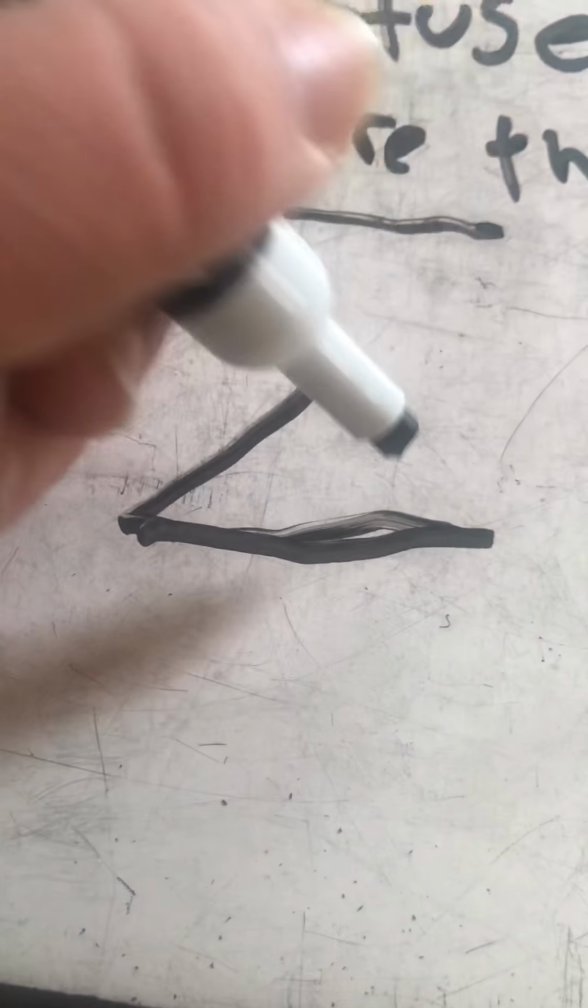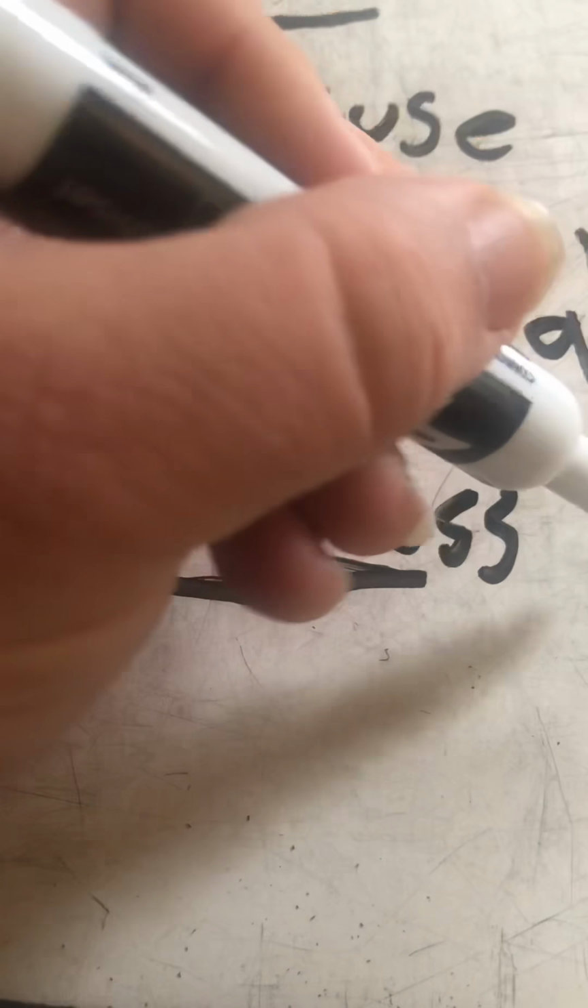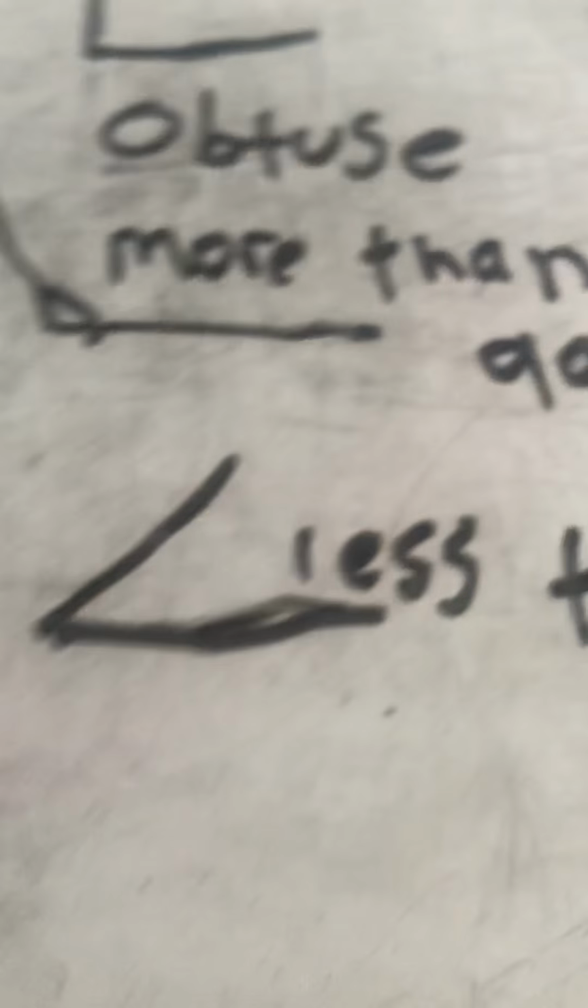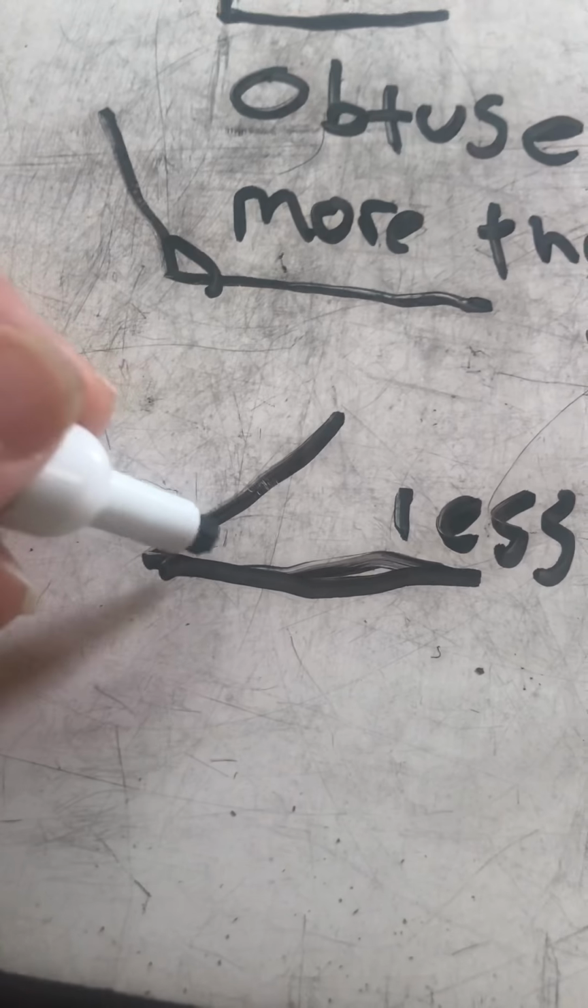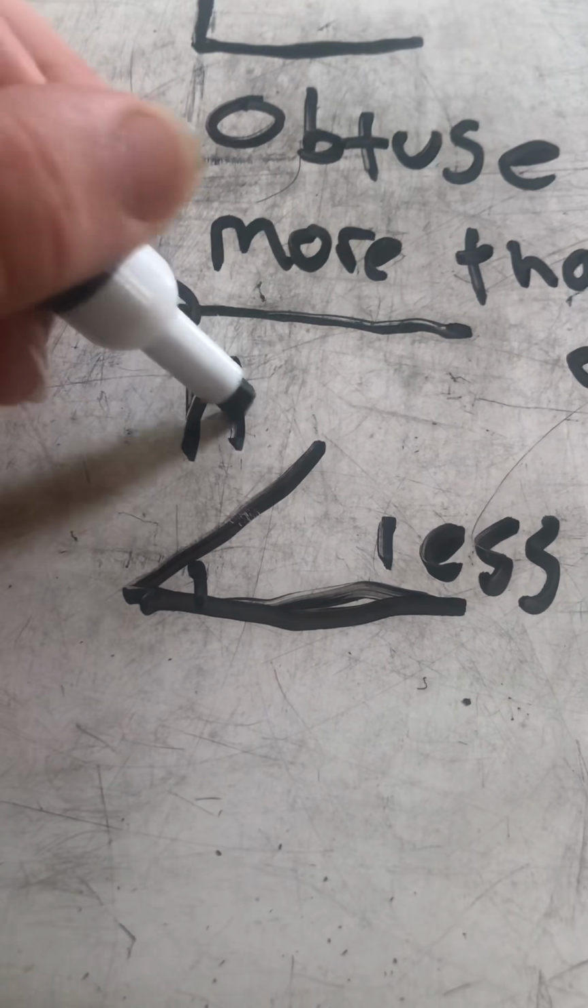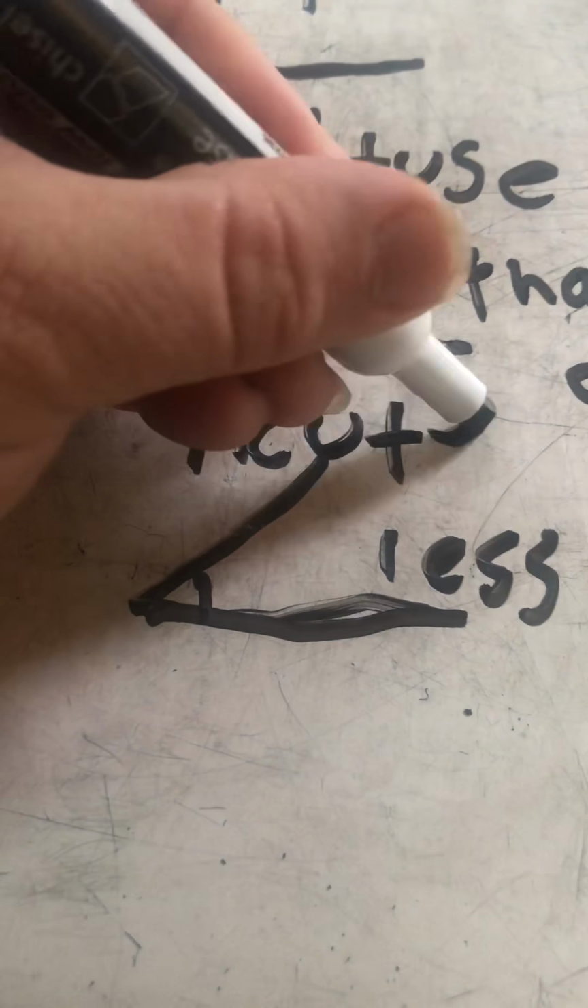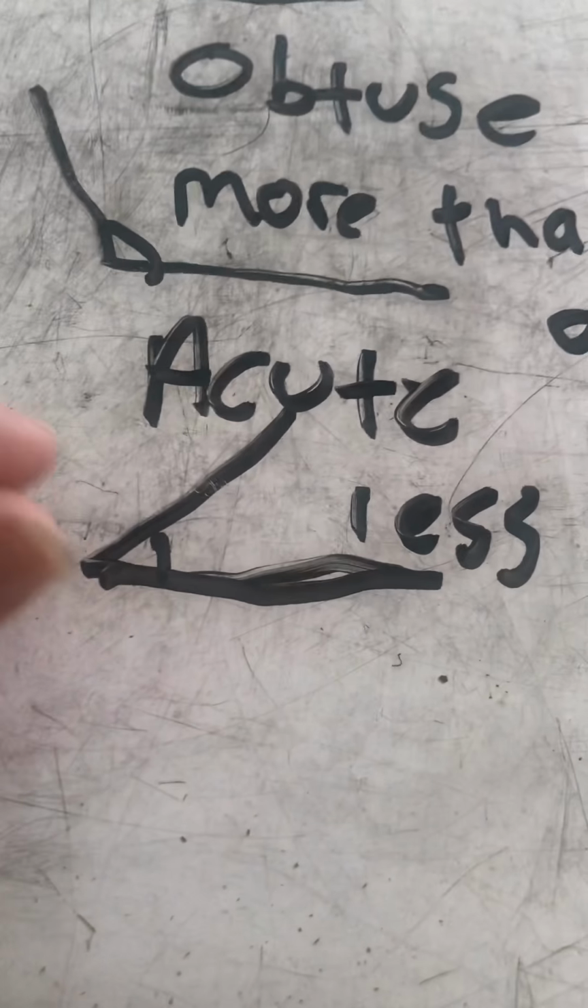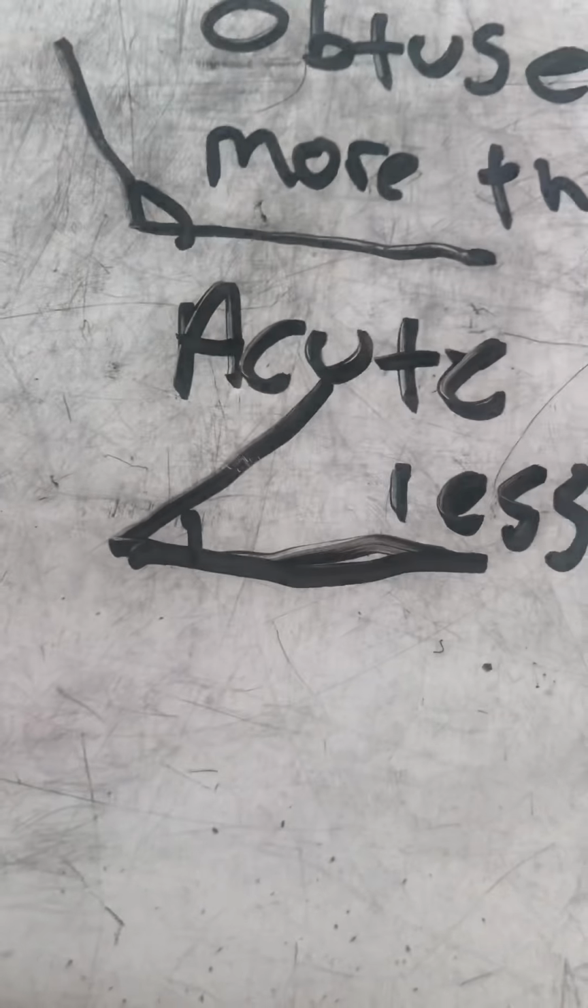that is less than 90 degrees. This angle is called acute. And I always think of that like, look, it's so tiny, it's so cute.